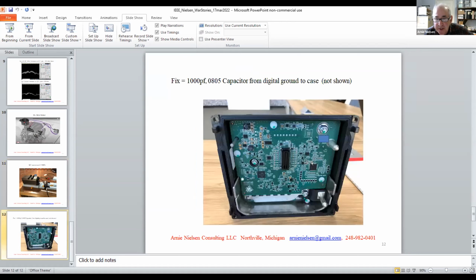In fact, we tried a bunch of things. Here's some of the circuitry. Now, fortunately, I didn't take a picture of the actual fix, but it turned out to be very, very simple. It's basically just a small 1,000 picofarad cap from the digital ground to the housing, which sounds easy, but this thing was in production or very close to it. So getting a reliable connection turned out to be the challenge. That took a lot more effort than finding the fix.